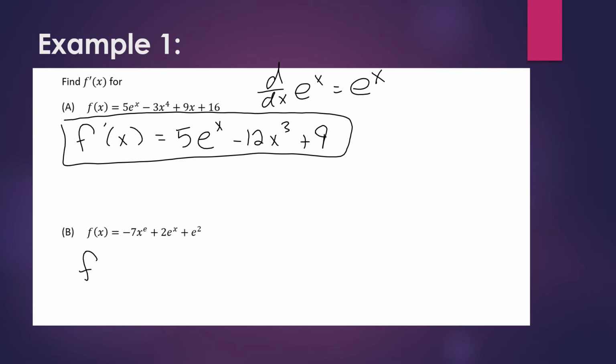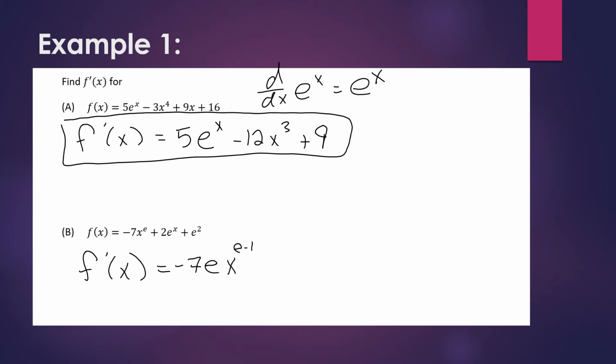So let's see. If we're going to take the derivative of negative 7x to the e, well, e is a number. Remember, even though it looks like a variable because we use a letter, it's a number. It's 2.7 something. So we're going to treat it just like a number in this case. So it would be negative 7e x to the e minus 1.